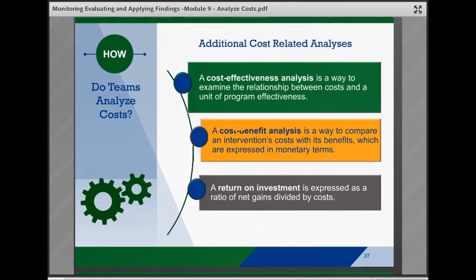While an agency can generally conduct program-level cost analyses using available management and accounting systems, it may need more expertise in data collection and analyses for these more complex methods. There are additional tools and resources to support teams in analyzing costs in the Monitoring, Evaluating, and Applying Findings brief.